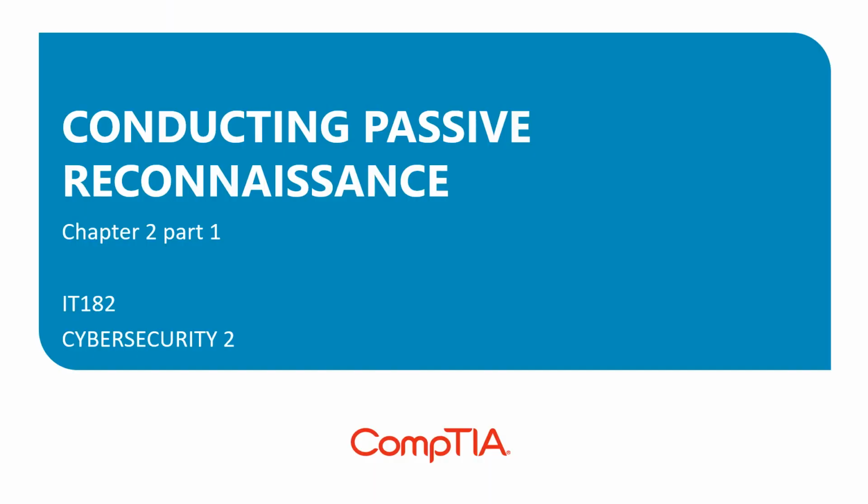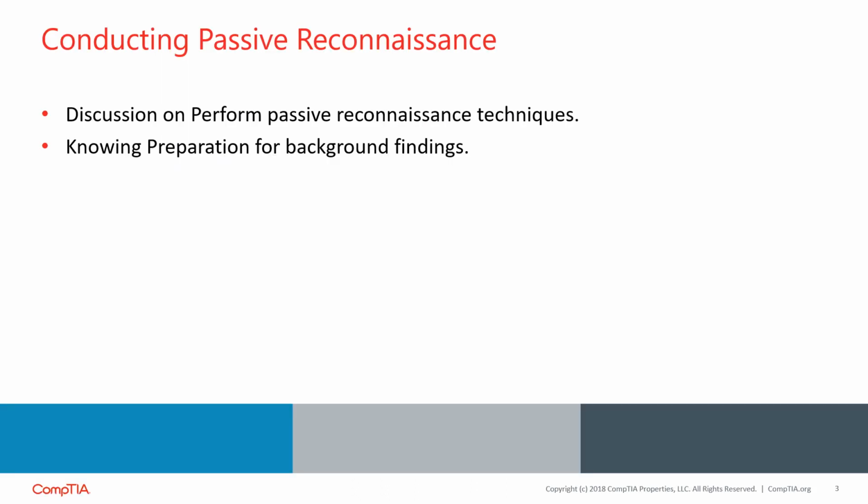So this is chapter 2 entitled Passive Reconnaissance Part 1. In this chapter, we are to learn passive reconnaissance techniques, different passive reconnaissance techniques. Also, we'll be able to identify preparation for background findings.